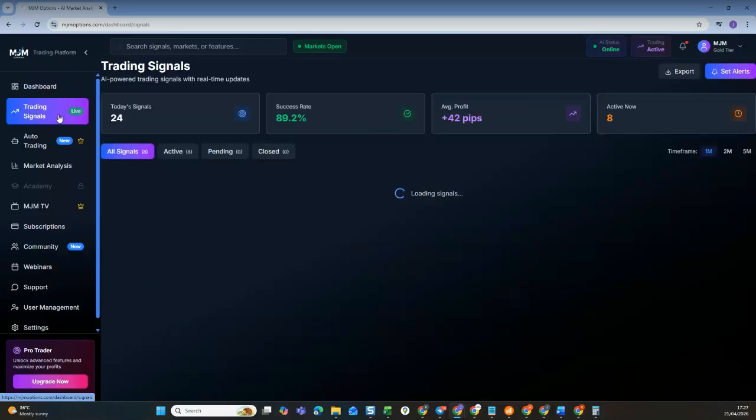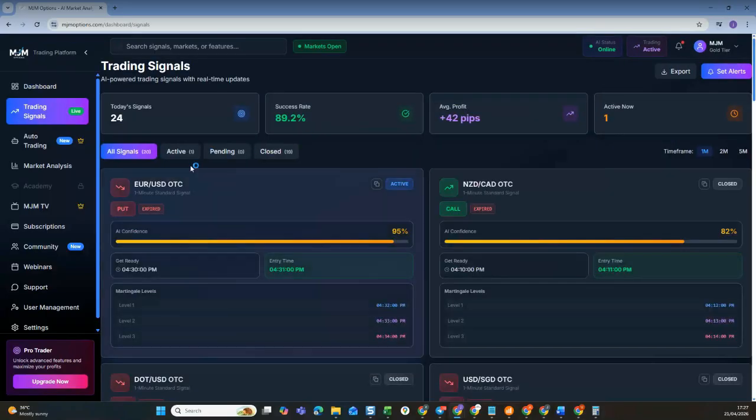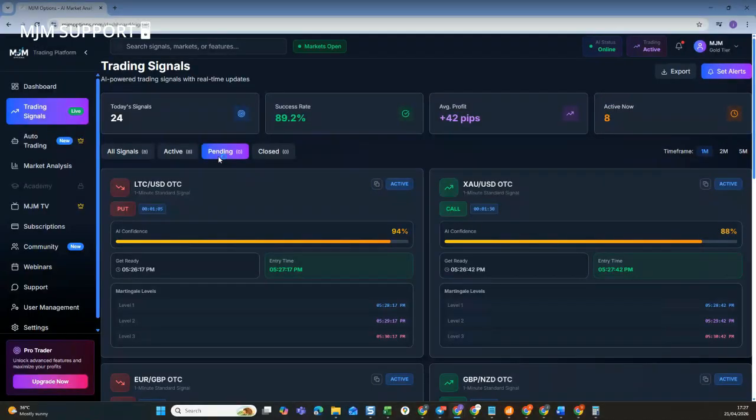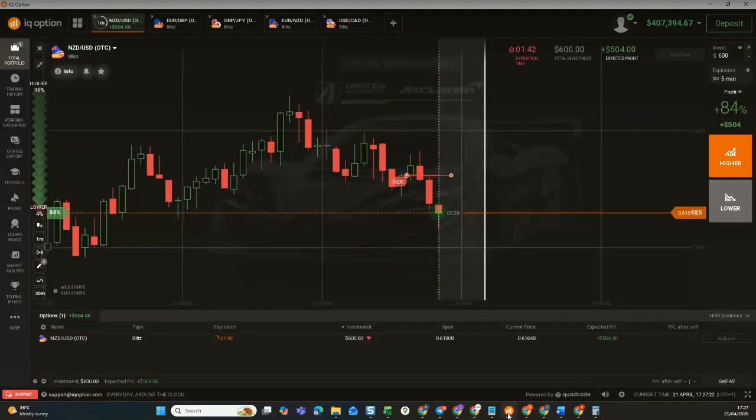These are trading signals. To use these trading signals is very simple. You go straight to pending. That is where you need to go to be able to use the AI. The next thing you have here is the time frame: 1 minute, 2 minutes, and 5. So let's see the updates. It looks like we've gone far on this signal. So we have 1 minute, 2 minutes, and 5.